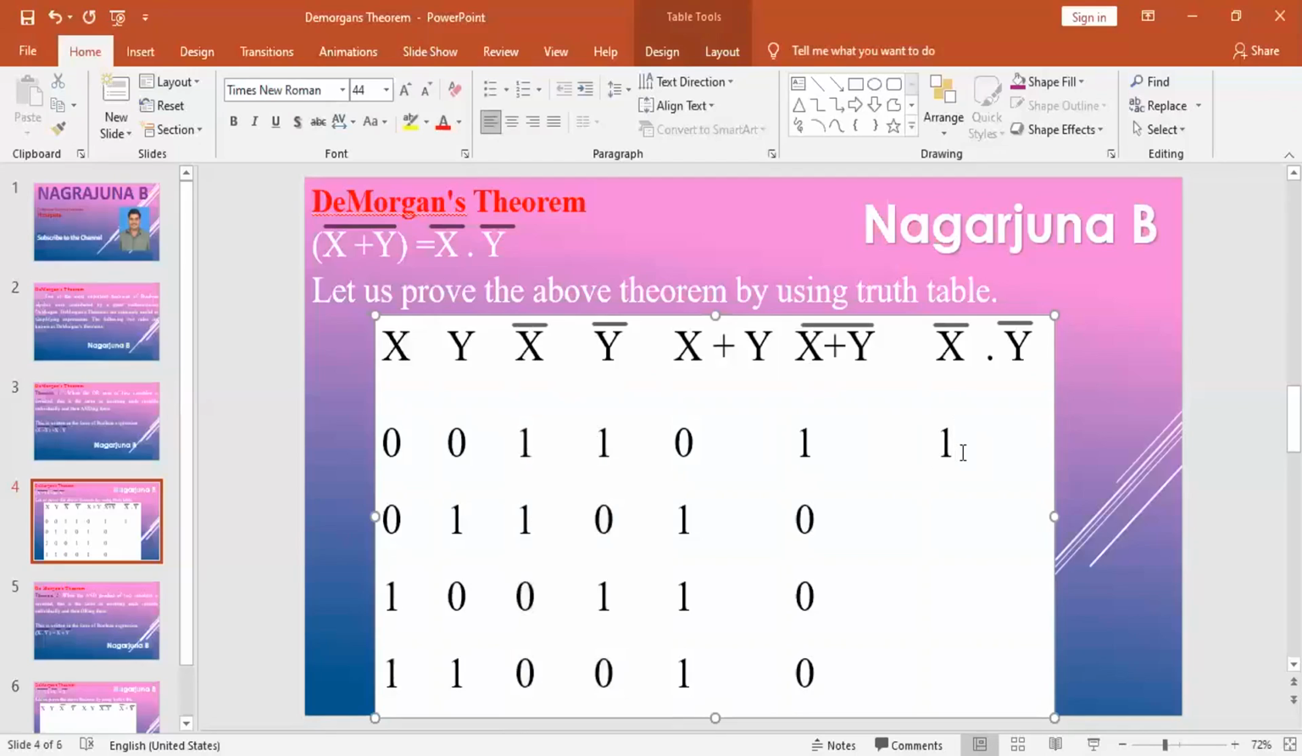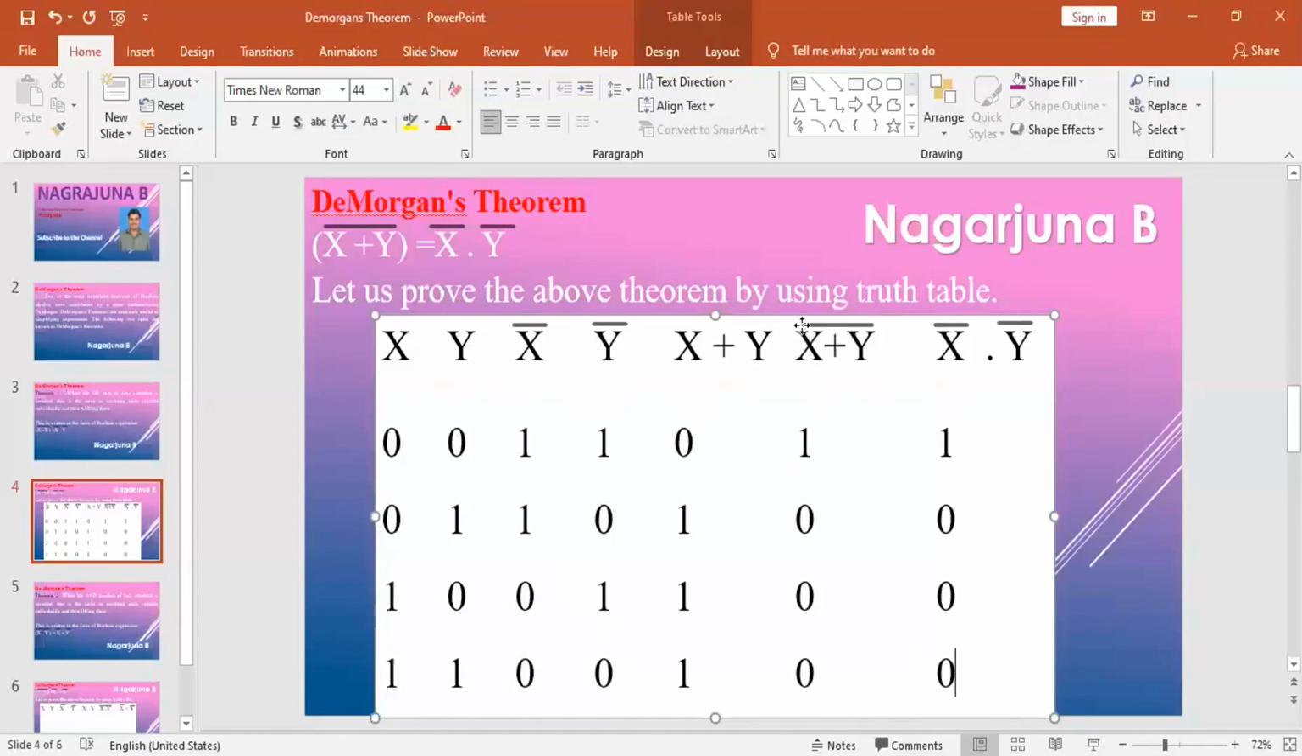So ANDing will be high when all the inputs are high. In all other cases it will be 0. The next one is 1 0, that means it will be 0. And next 0 1, it will be 0. Next 0 1, it will be 0. So from this is the first column, second, third, fourth, fifth, sixth, seventh.